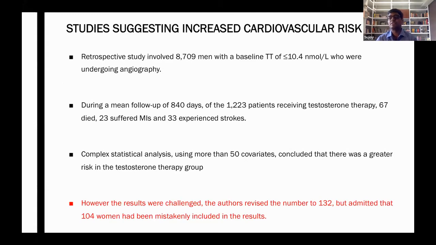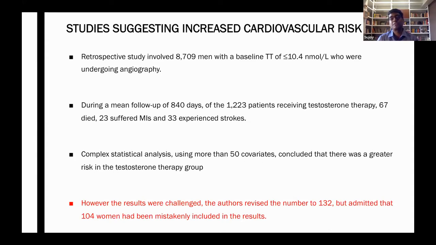So if you look at the studies of the relationship between testosterone and cardiovascular disease, I think we've had a whole lot of studies, each with its own problems. We have very few good, well-designed randomized controlled trials. We do have some meta-analyses as well. This is one of the studies which got published not too long ago, which looked at over 8,000 people with a baseline testosterone less than 10.4. These individuals were randomized, and some of them got testosterone therapies. However, there was a significant number of people who had deaths, MIs, and strokes. And even after looking at 50 covariates, it concluded that there was greater risk in the testosterone therapy group.